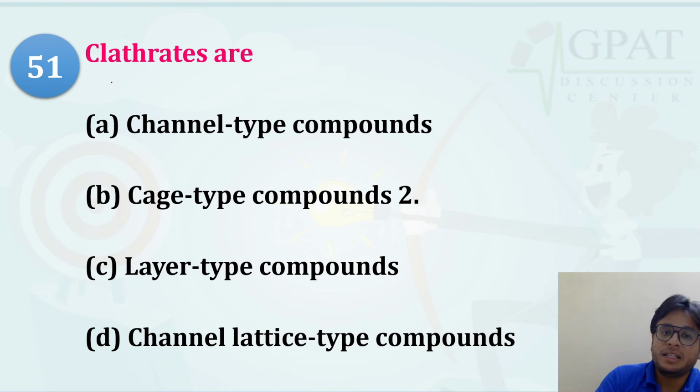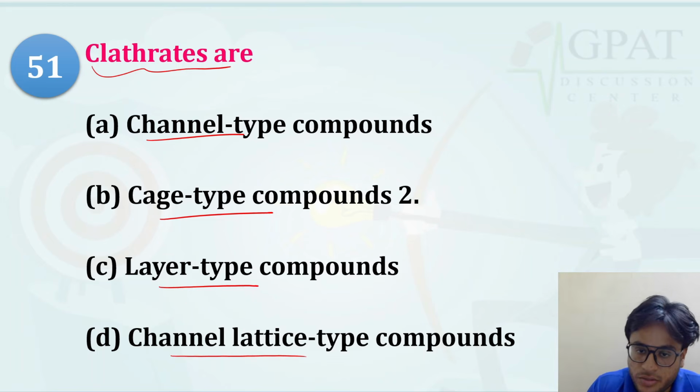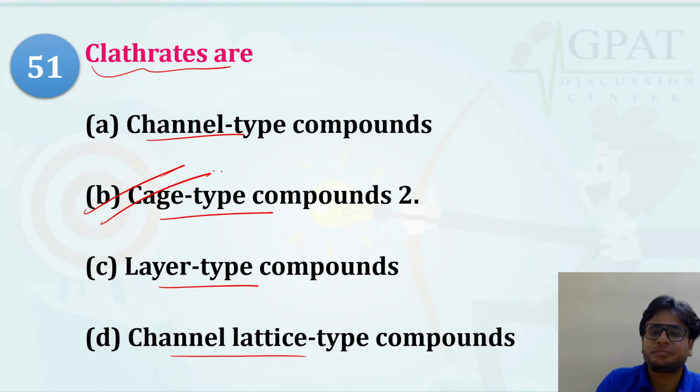Moving towards our next question: clathrates are channel-like structures, cage-like structures, layer type structures, or channel lattice type structures. In the pre-formulation study, whenever there is a formation of a non-stoichiometric complex, there is a formation of clathrates. The clathrates are mainly cage-like structures.